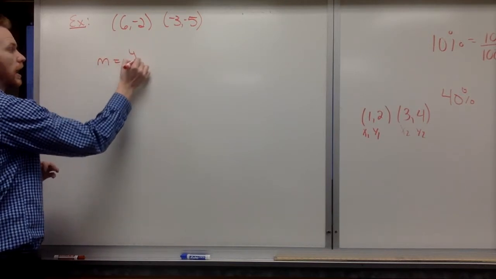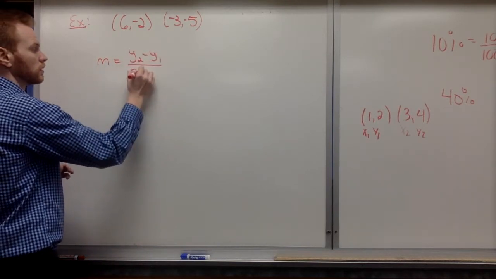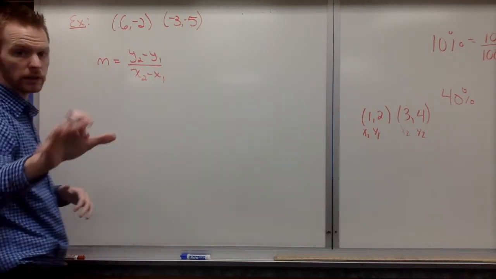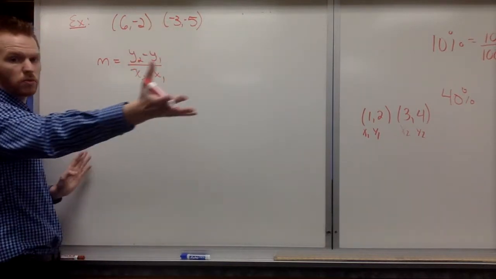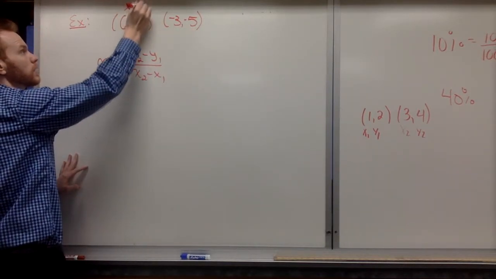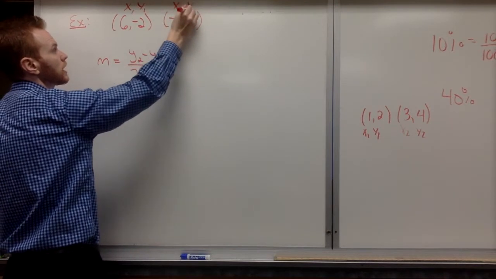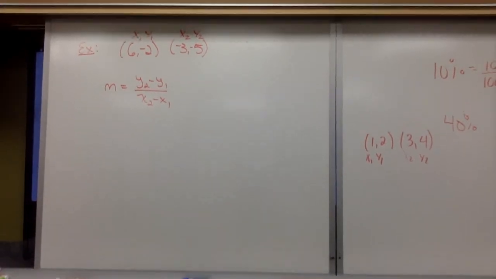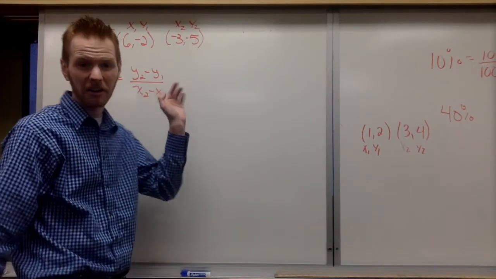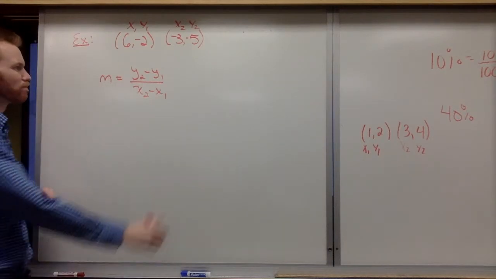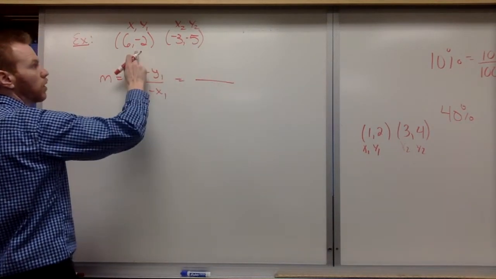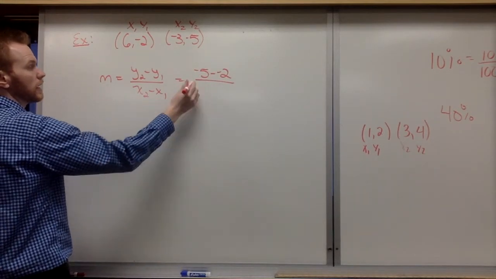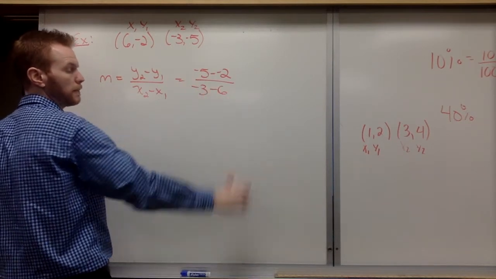So let's go ahead and figure this out. Here's the formula. Okay, we're just going to subtract the y's, subtract the x's. If you would like to, you could label, and no reason why, but if this is my first point, that's x1, y1. If this is my second point, that'd be x2, y2. I'll just move the camera up just a little bit. I think it cut it off. Okay, in the numerator, I'll subtract the y's, -5 minus a -2. And then in the denominator, I'll subtract the x's, -3 minus 6.